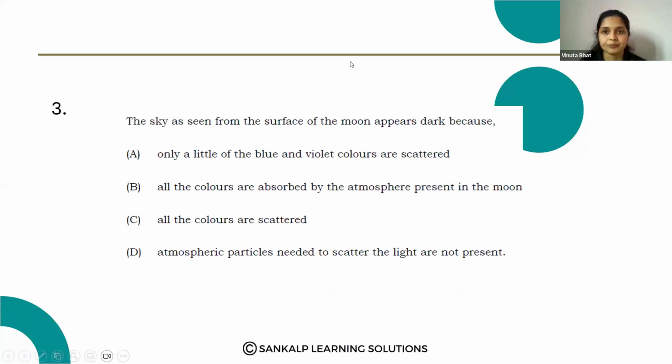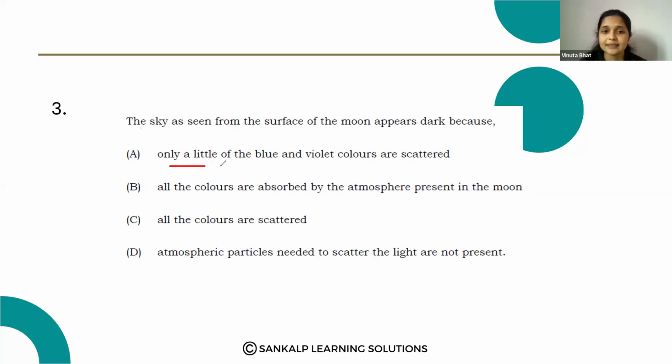Next question. The sky as seen from the surface of the moon appears dark because. Why does the sky look dark when you observe it from space? Option A, only a little of the blue and violet colors are scattered. Option B, all the colors are absorbed by the atmosphere present on the moon. Option C, all the colors are scattered. Option D, atmospheric particles needed to scatter the light are not present.